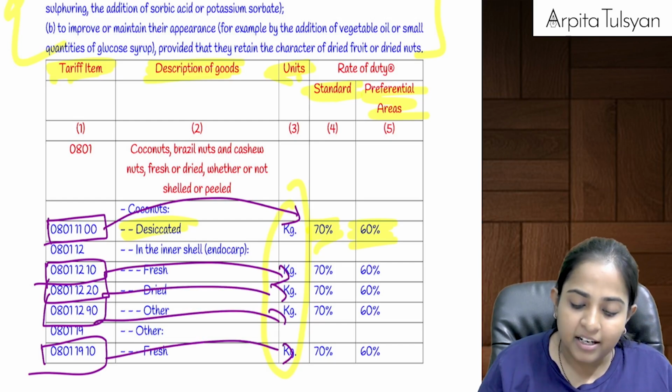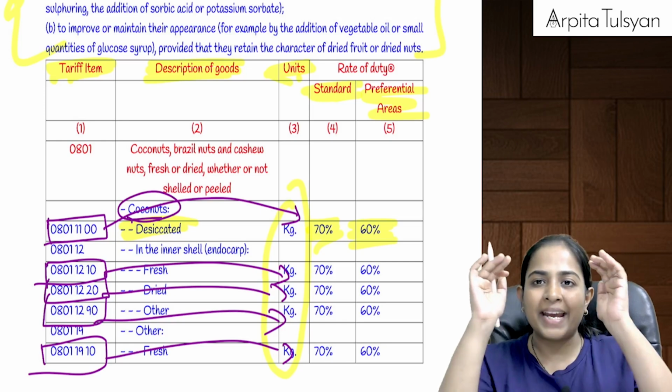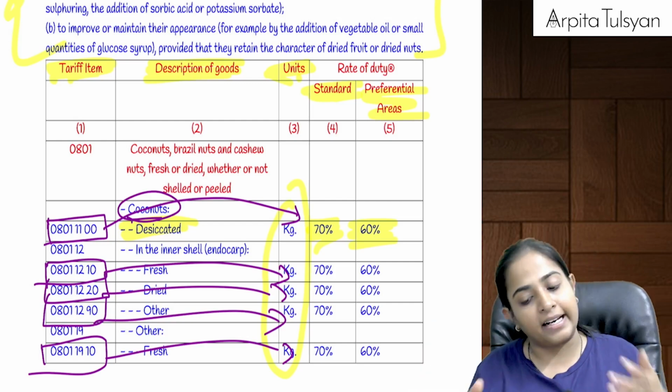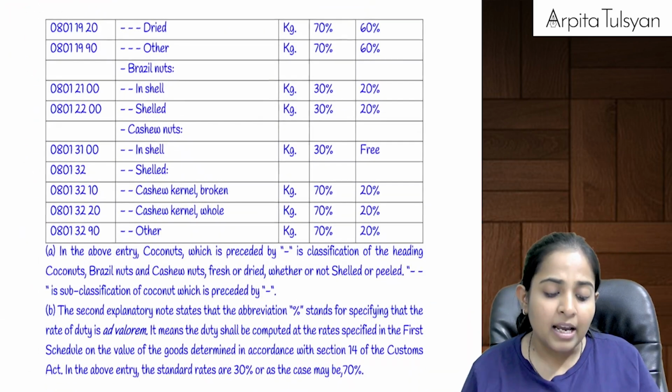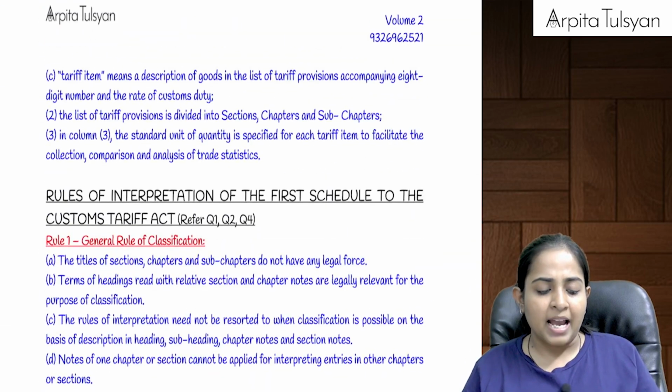The rates are written only beside them. The rates will not be written beside coconut. Coconut is the main heading. Within coconut, which type of coconut, fresh, dried, etc., beside that, the rate is going to be written. So accordingly, you have to do the interpretation there. Are you clear with this?